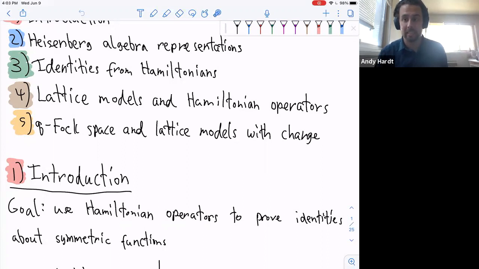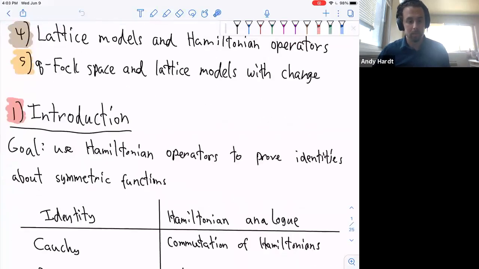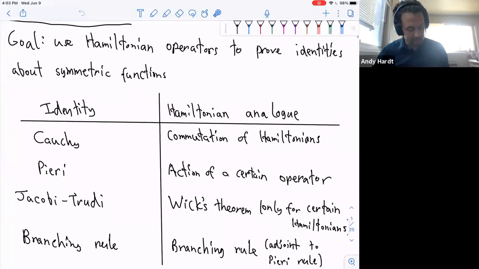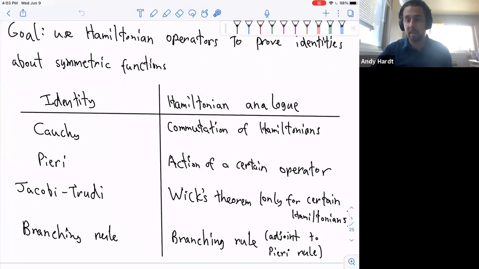The idea is that we have lots of good identities about Schur functions, and so Hamiltonians, in a sense, allow us to generalize the concept of a Schur function to other symmetric functions and allow us to do similar operations that we could do for Schur functions. So in that spirit, we can do several important Schur function identities on the Hamiltonian side.